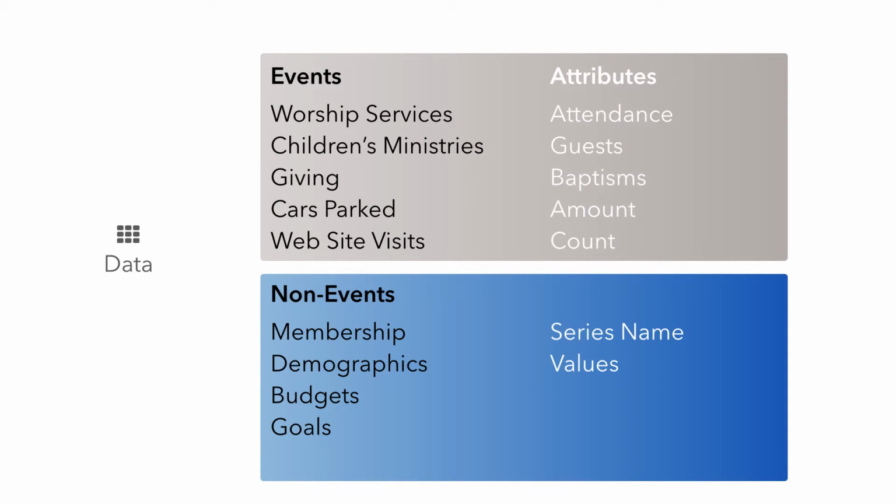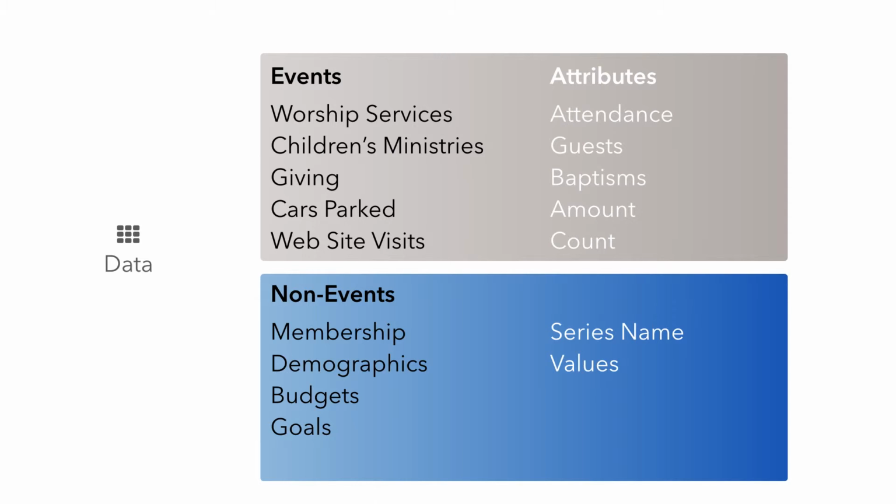Let's start by looking at data. ChurchNumbers works with two kinds of data. Event data would be for things like worship services, children's ministry, parking, website visits, and other similar data your church wants to collect. You can use ChurchNumbers to collect whatever information is important to you and name it as you wish. For each event, you can record data for one or more attributes. What those attributes are and what they're called is up to you.